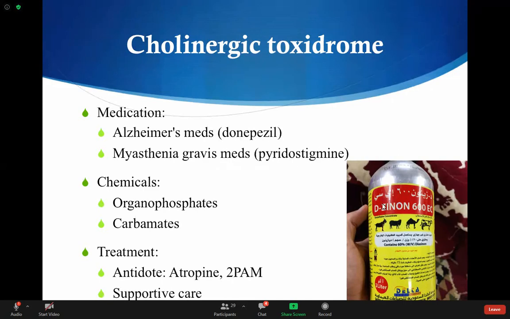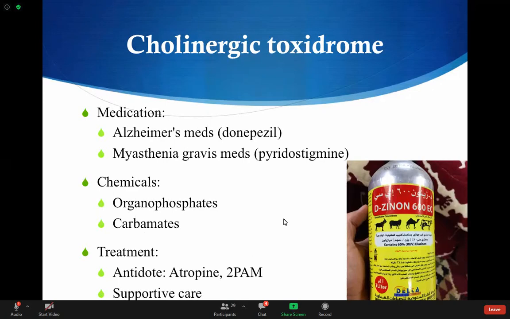This is a common organophosphate that's used in Saudi Arabia. The organophosphate acts actually not by stimulating the acetylcholine receptors. They actually act by inhibiting the degradation of acetylcholine. So you have so much acetylcholine that can act on the receptors and cause the symptoms. Okay. We said chemicals, organophosphates, and carbamate medications are these ones.